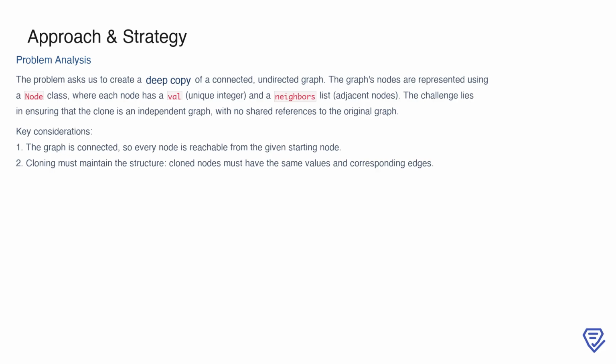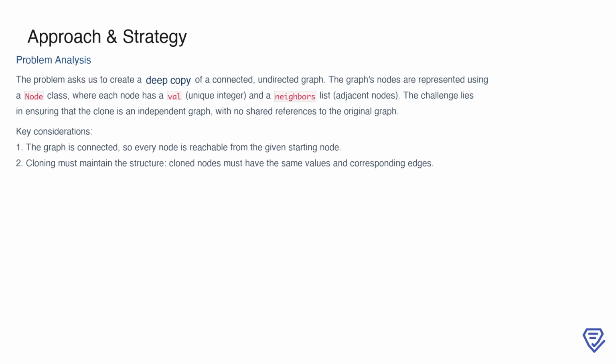The graph is represented using a Node class, where each node has a unique value and a list of its neighbors. The critical challenge lies in ensuring the cloned graph is completely independent, meaning the cloned nodes and edges must not share any references with the original graph. Since the graph is connected, we know that every node can be reached starting from the given node.